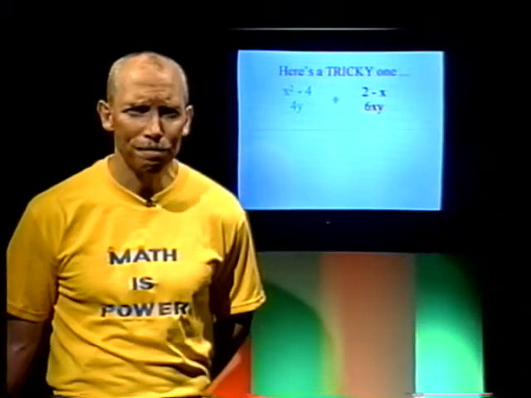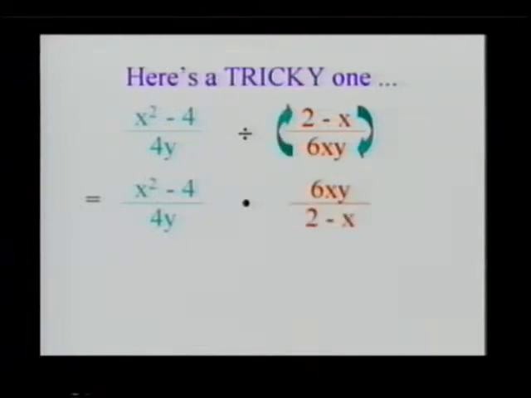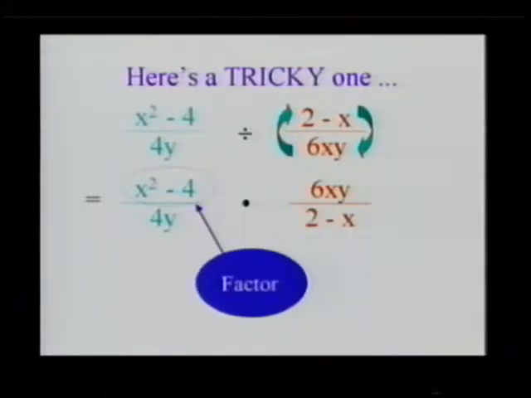Here's a tricky one. This is division now, so we're going to reciprocate and multiply. I don't reciprocate the first one, only the second one. So that'll be x squared minus 4 over 4y times the reciprocal of the second fraction. So let's put the 2 minus x in the bottom and the 6xy in the top. Now, I'd like to cancel, but I don't even have to introduce. You know that we have to factor first.